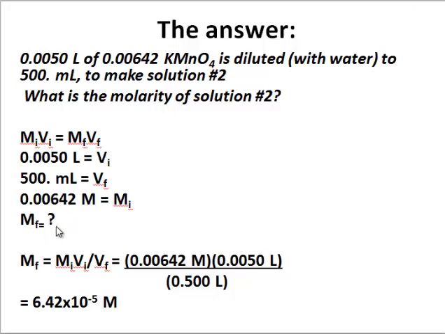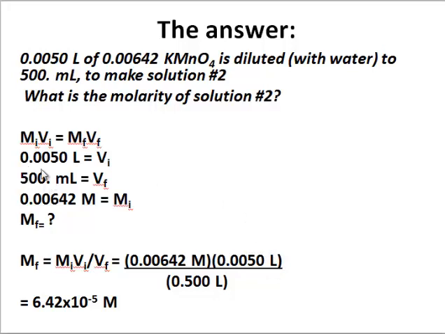So I can represent that with a question mark. Rearrange the equation. The final molarity is MIVI over VF. Now, note what I have done here. MI is 0.00642 moles per liter. I put that here. The volume, V sub I, is 0.0050 liters.